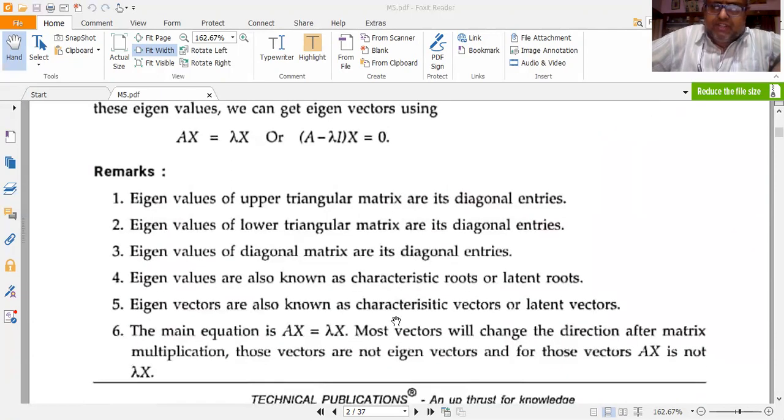Talking about some of the definitions and principles of operation: the eigenvalues of an upper triangular matrix are its principal diagonal entries, and the eigenvalues of a lower triangular matrix are again its principal diagonal entries. The eigenvalues of a diagonal matrix are again its principal diagonal entries. I mean to say, the eigenvalues of an upper triangular matrix, lower triangular matrix, and a diagonal matrix are given by the principal diagonal elements. That's all.